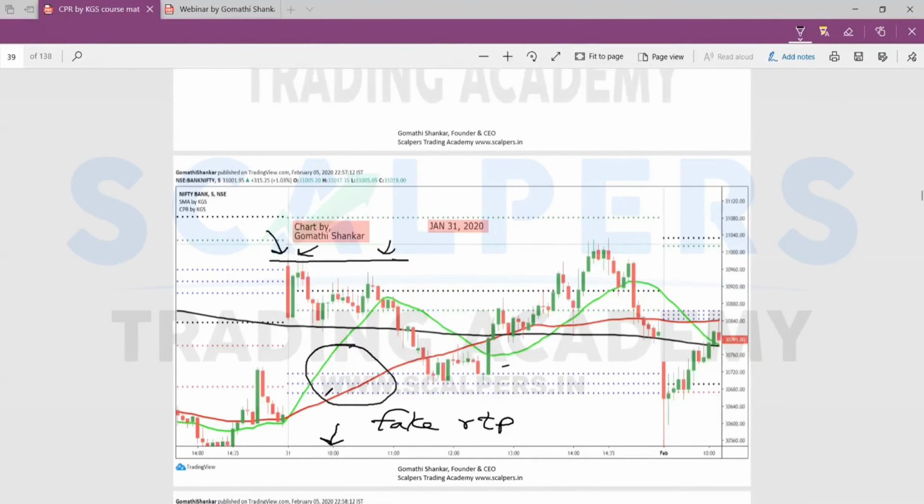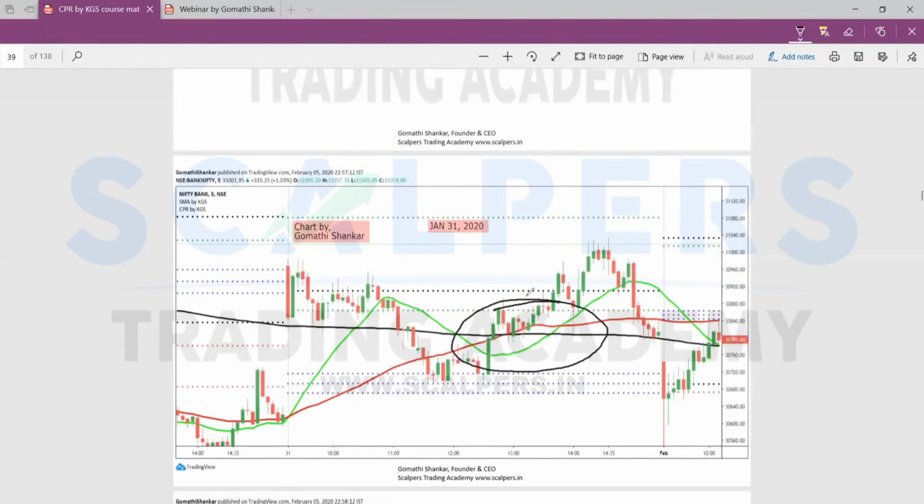Now see the structure of 20 and 50. The 20 is going in a zigzag manner, and see the 50 is also going in a flat manner. So if it is going like this, then you should strictly avoid trading. Don't take trading in these areas. You should avoid trading, because what happens?